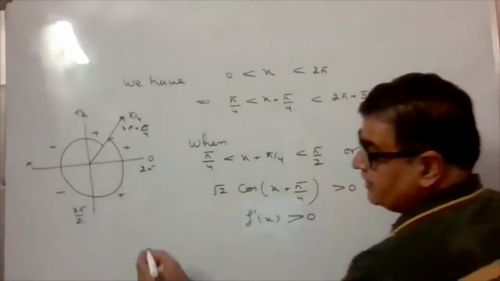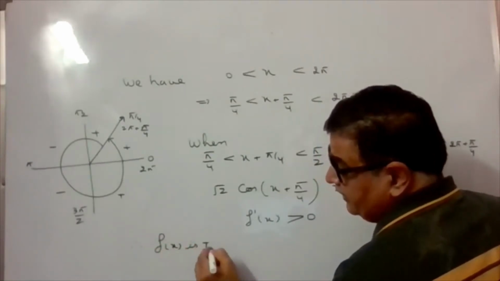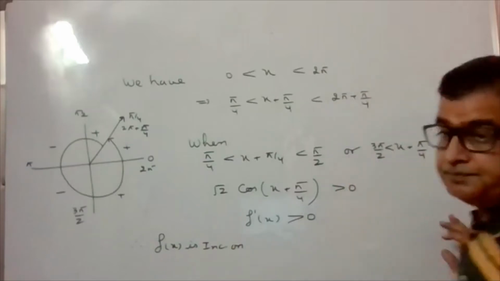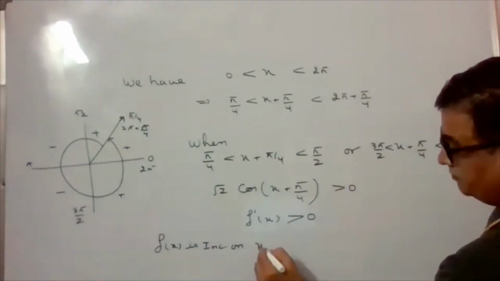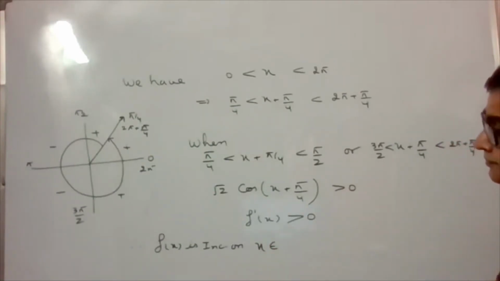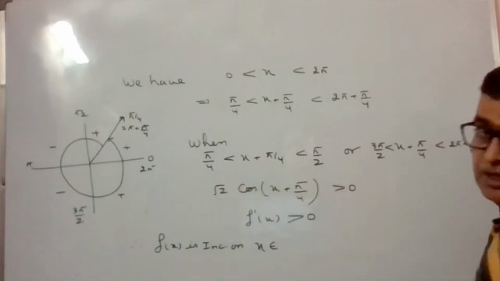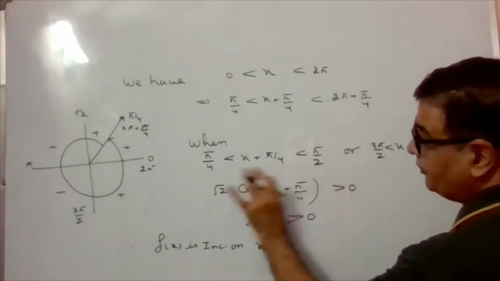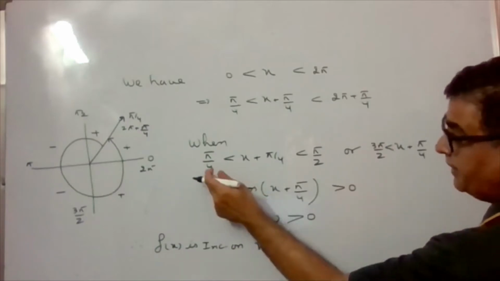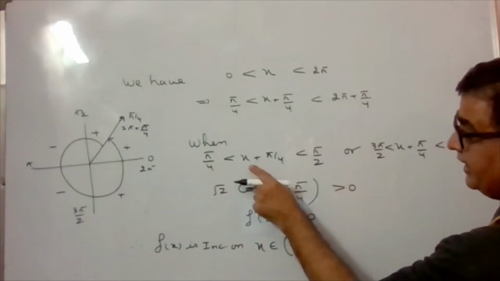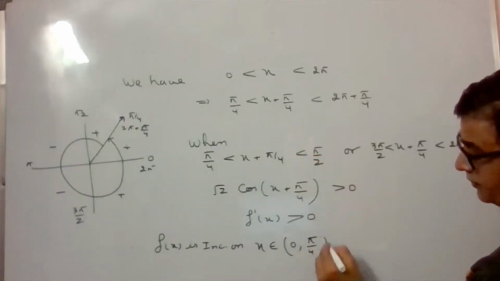And if f dash x is greater than 0, therefore what I should say, f(x) is increasing on where x will go now? x belongs to... When you think about x, I should calculate x now. It is x plus pi by 4, so pi by 4 should be subtracted back now. So when you subtract pi by 4, this comes out to be 0, this x is already there, and pi by 2 minus pi by 4 will come out to be pi by 4.